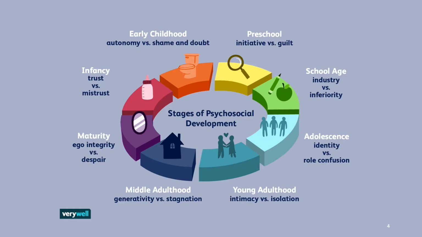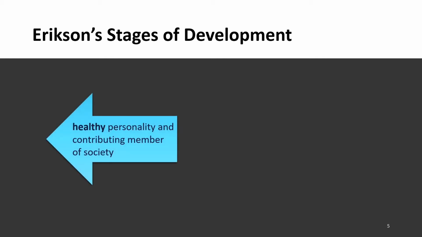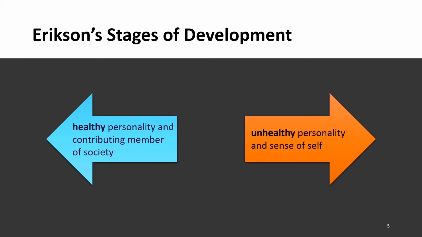The idea with each of these stages, though, is that if you meet that milestone, you're going to grow up to be healthy. You're going to grow up to have a great adult life, a healthy contributing member. And if you don't, you will grow up to be unhealthy or not well adjusted.